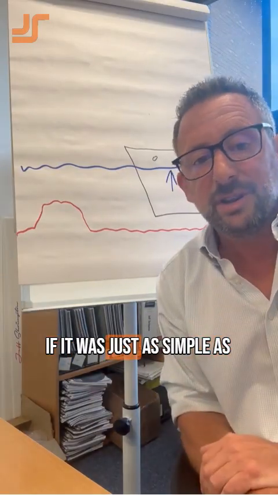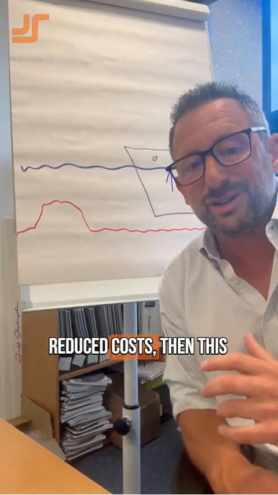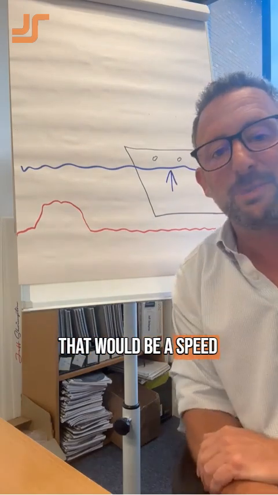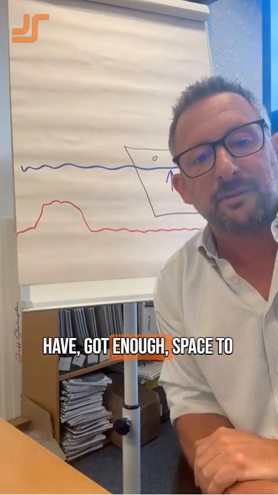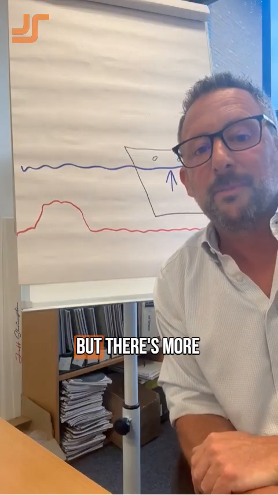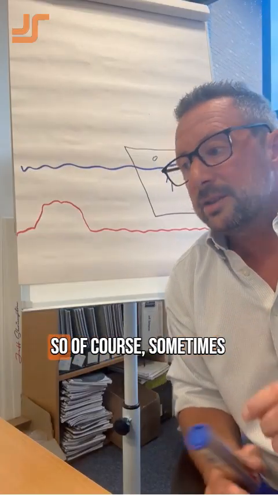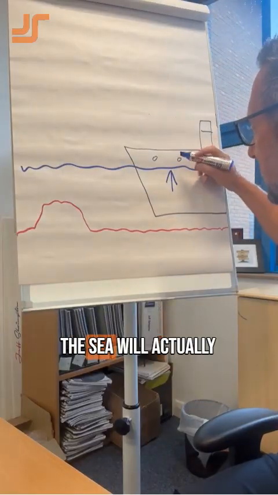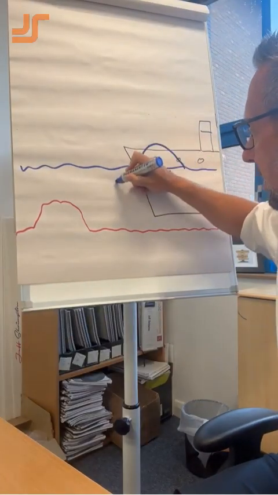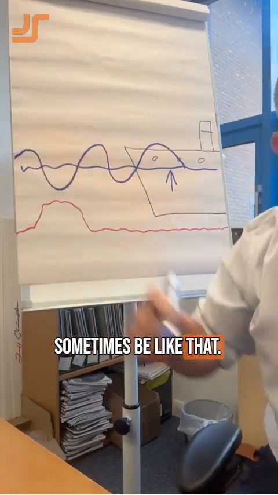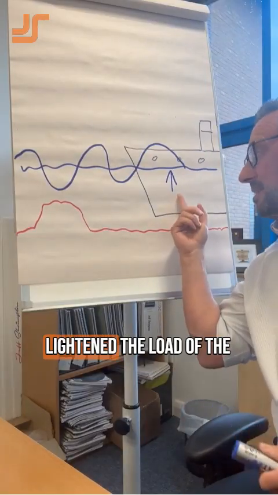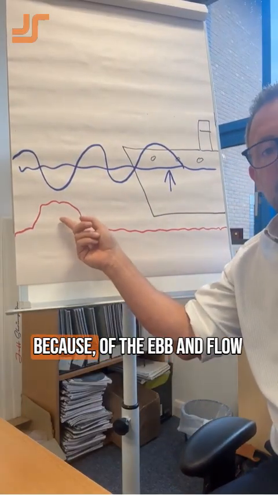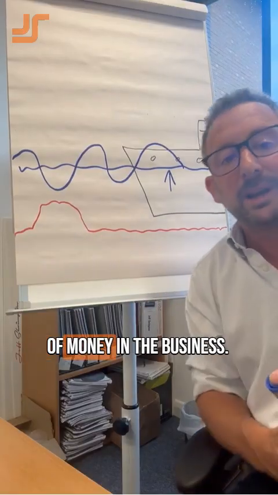If it was just as simple as reduce costs, then this wouldn't be a picture of a boat, it would be a car. That would be a speed bump, and the car would have got enough space to get over the speed bump. But there's more factors involved here. So, of course, sometimes the sea is stormy, the ebb and flow, so the sea will actually sometimes be like that. So even though we've lightened the load of the boat here, it still might hit because of the ebb and flow of money in the business.